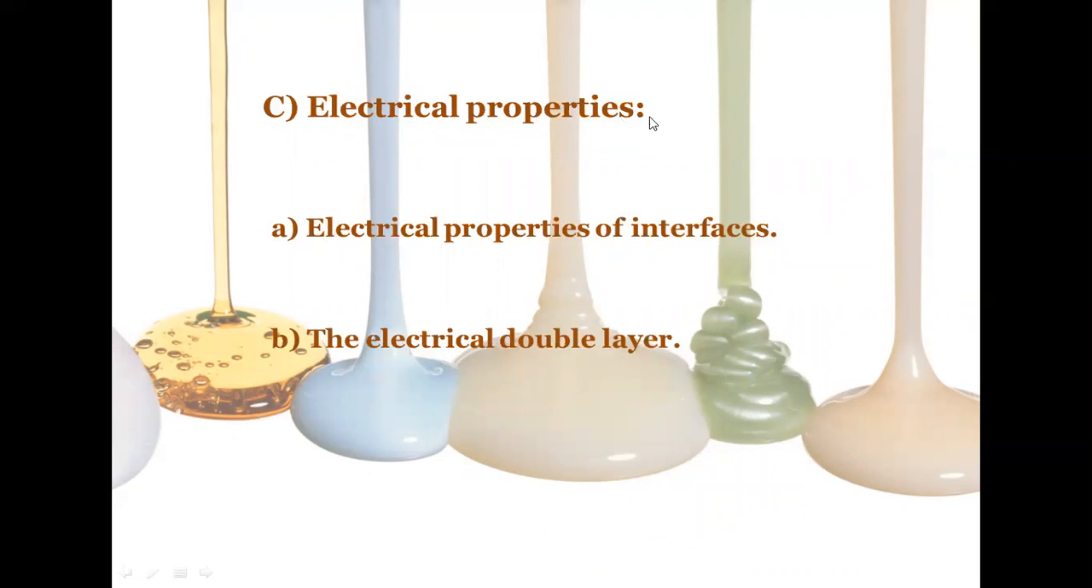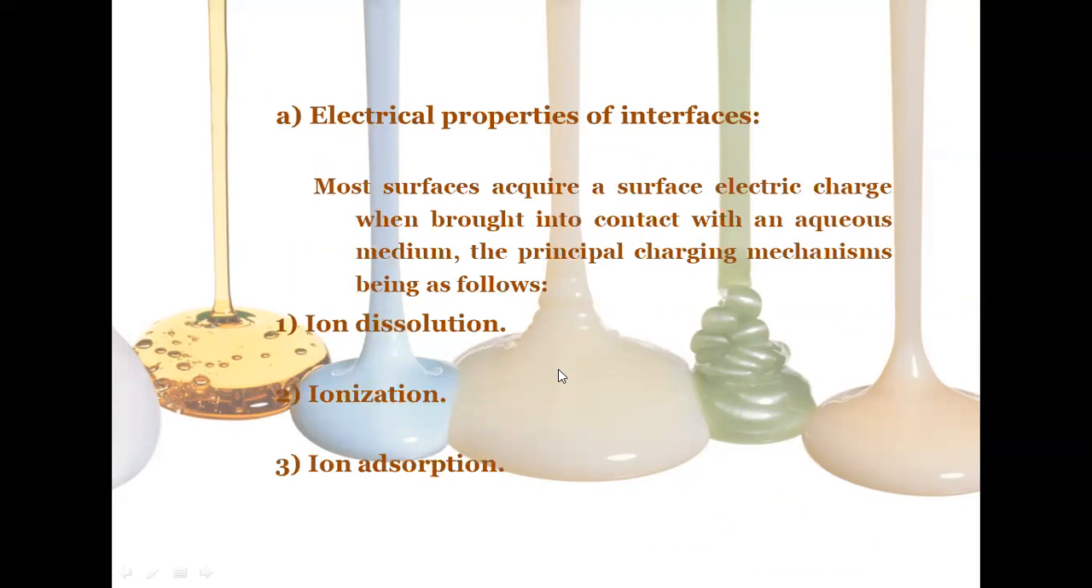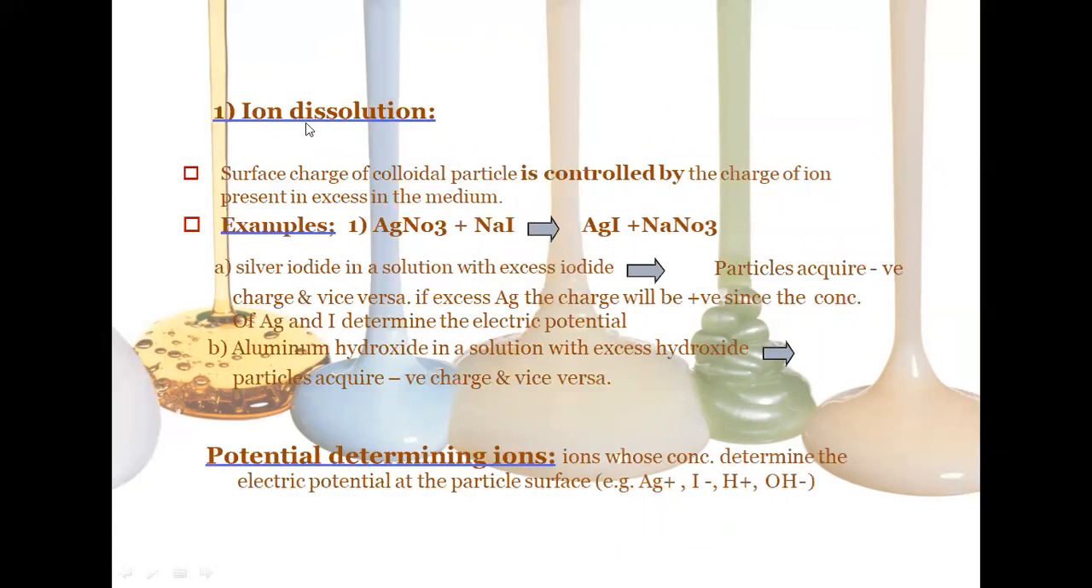Next, the electrical properties. Electrical properties of interfaces and the electrical double layer. The electrical property of interfaces is that most surfaces acquire a surface electric charge when brought into contact with an aqueous medium. The principal charging mechanisms are ion dissolution, ionization, and ion adsorption.